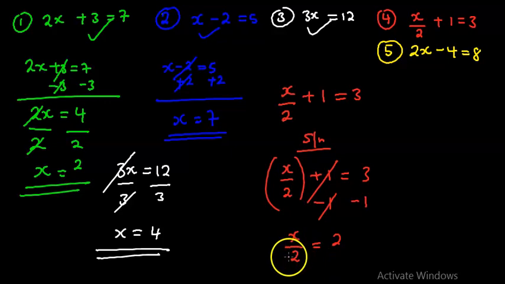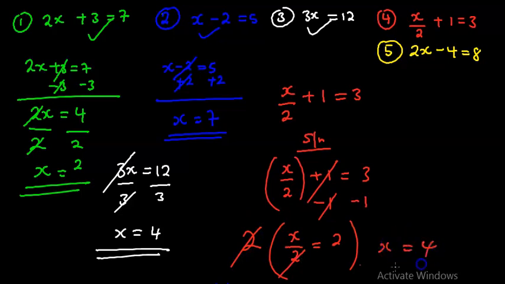Here in the denominator, we have 2. Let's multiply both sides by 2. This will cancel out. x is simply going to be 4, because 2 multiplied by 2 is simply going to be 4. Therefore, the value of x is 4 at this point.